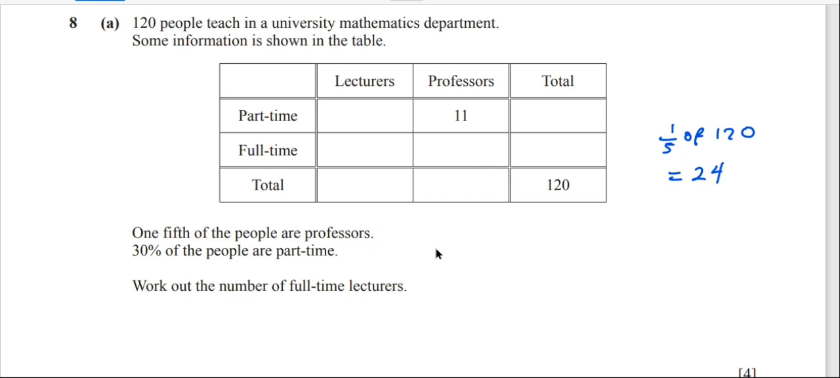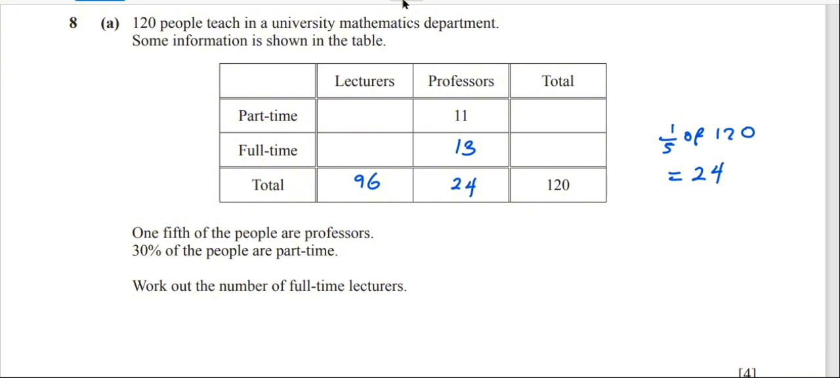Okay, so we have 24 professors total because they say one-fifth of the people are professors. So we have 24 total. So if here is 24, 24 minus 11, that will give us 13. So we have 13 full-time professors there. Okay, so if we have 24 here, it simply means the total number of lecturers here are 96. Okay, so we have that now.